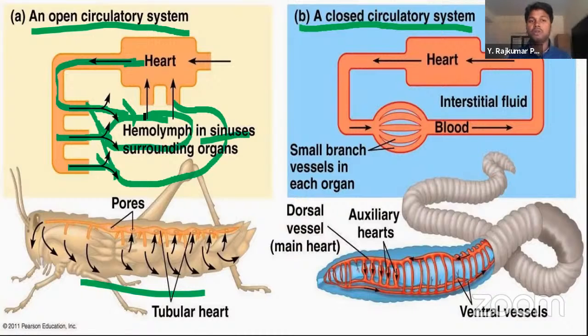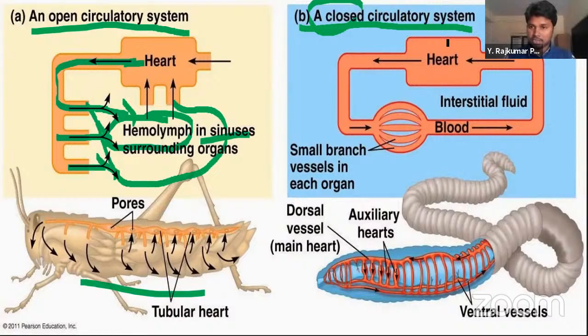So that's why it is called open circulatory system. Right. And next, closed circulatory system. The name itself says the flow of the blood is closed. That means it is closed by the blood vessels.